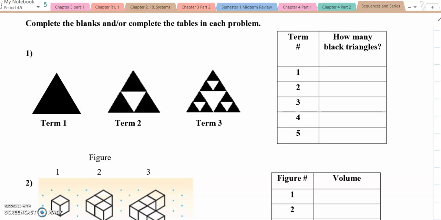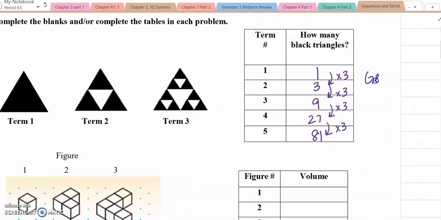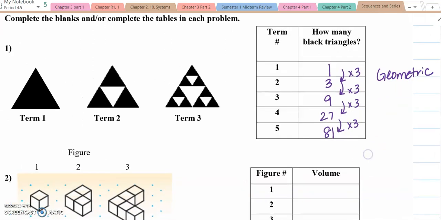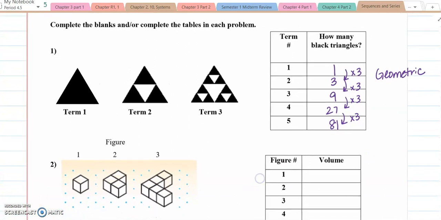So looking at case number 1, term 1 has 1 black triangle, term 2 has 3, and term 3 has 9. And if you can see, you're always multiplying by 3. So if you went to term number 4, there would be 27. And if you multiply by another 3 to get term 5, there would be 81. We call this kind geometric. Geometric and exponential are synonymous.